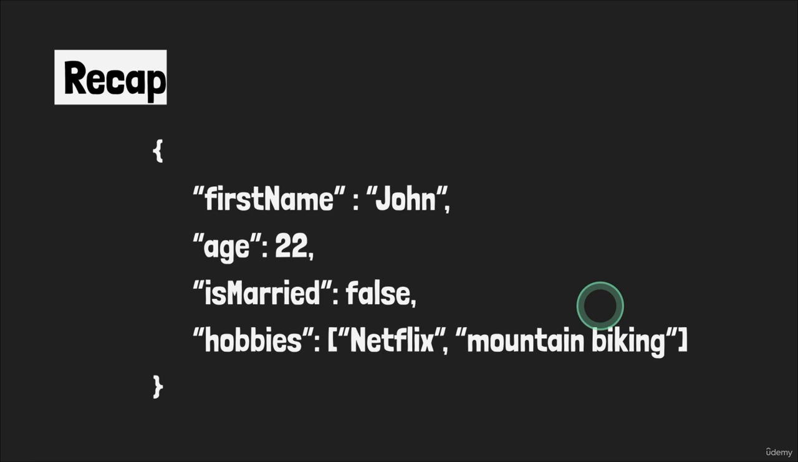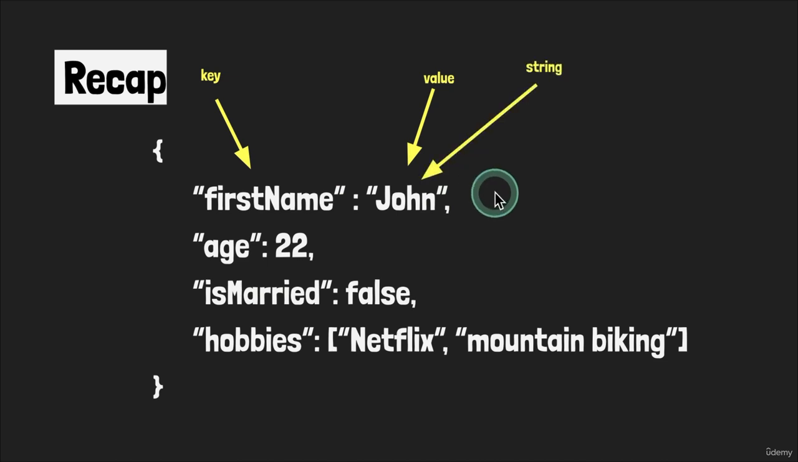So now let's recap a bit, because I really want to make sure that you understand this. And it is super important because you will be working with JSON quite a lot, and any mistakes or misunderstandings that you have about JSON will impact the way you work with APIs. So again, first name, this is what we call a key. Age is a key, is married is a key, hobbies, they're all keys. On the other side, we have separated by a colon values like John. John is a string.